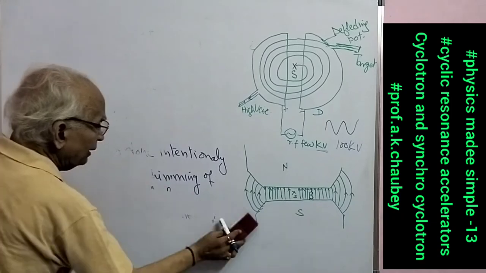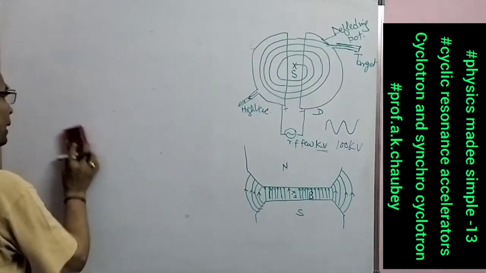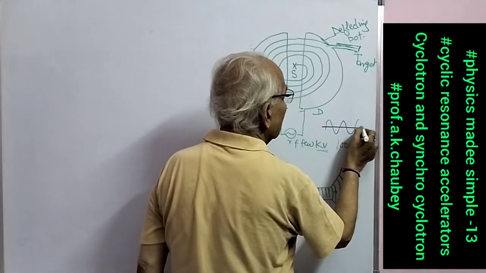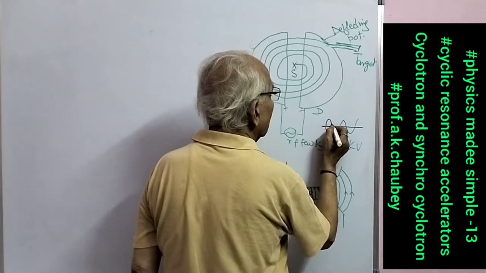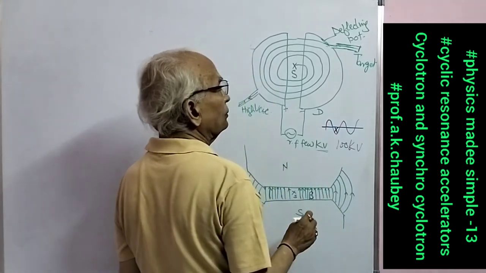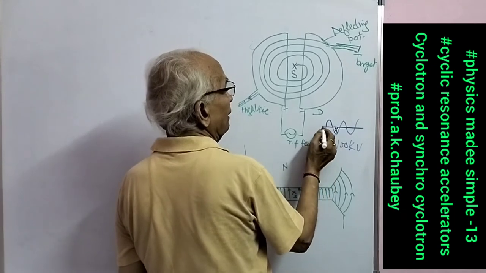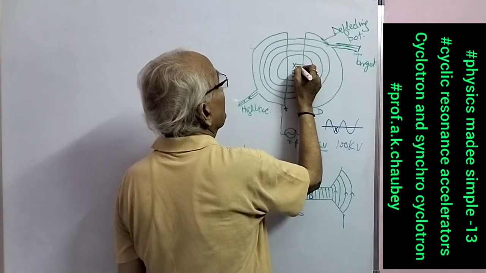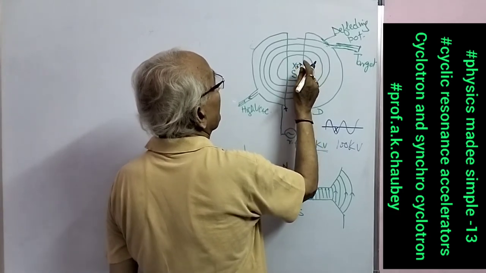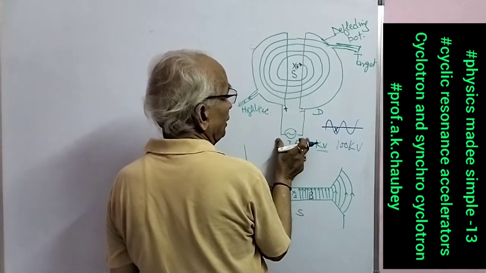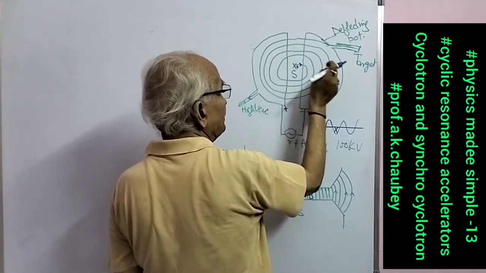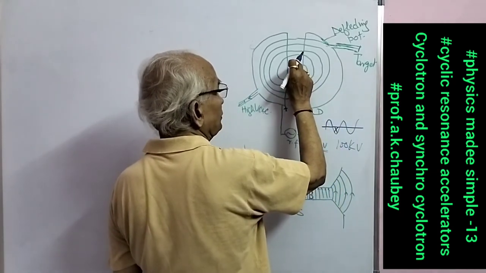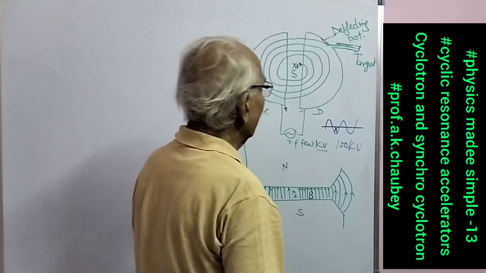The electrostatic field is applied such that, suppose we consider this portion, and this portion we do not consider because maybe they are repelling. When this end is positive and this is negative, and the ion is here, a positive ion, it gets electrostatic force from the RF oscillator, and it gets accelerated, gets energy, its velocity increases. Starting from this source, it comes out with a certain low velocity.